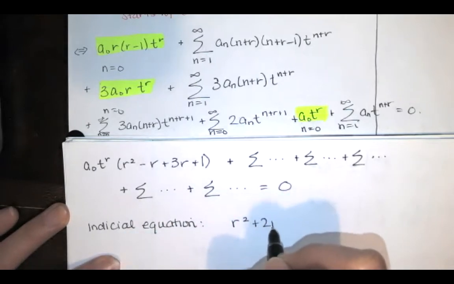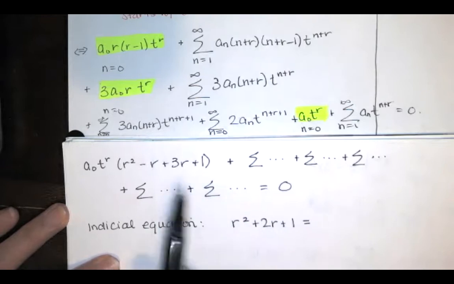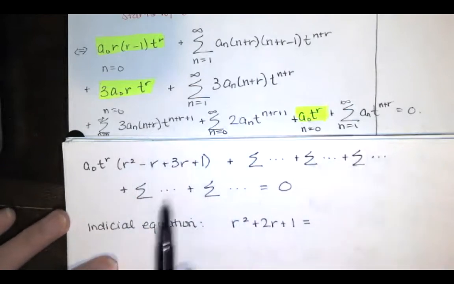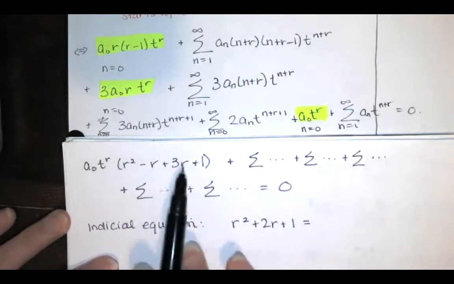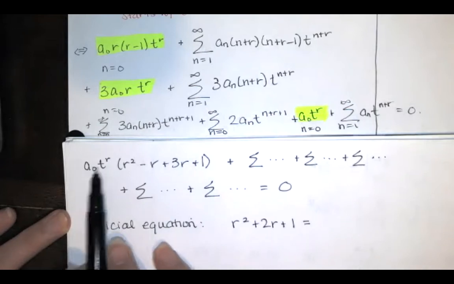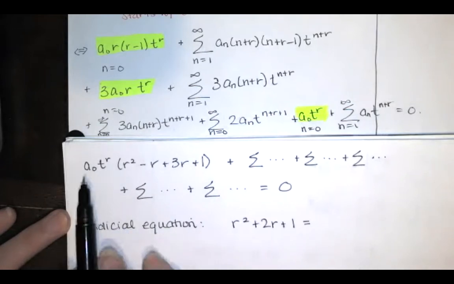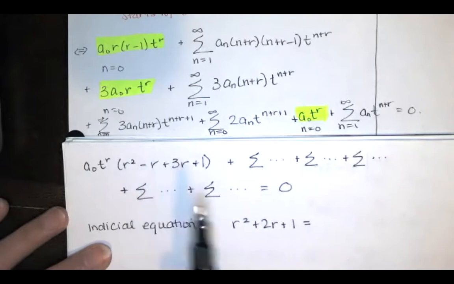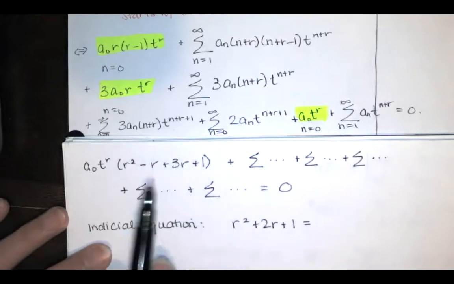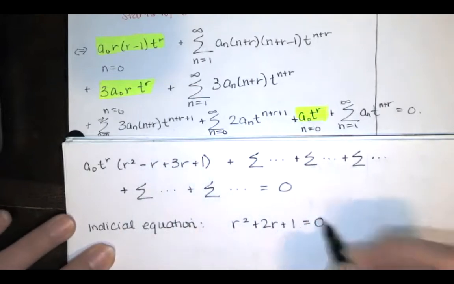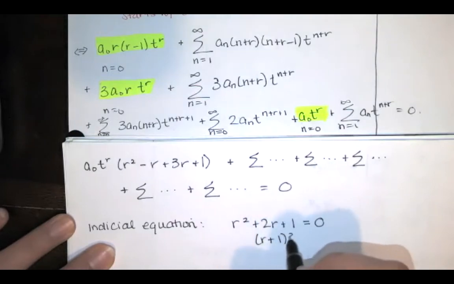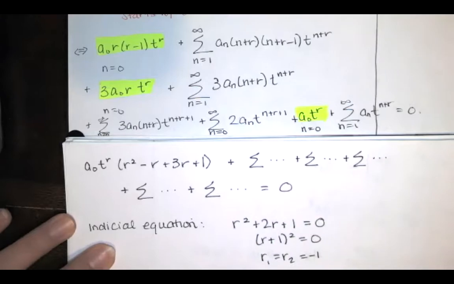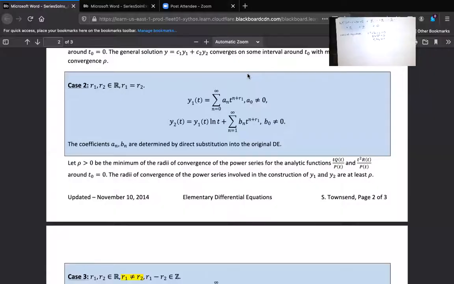r squared plus 2r plus 1. Since this sum is 0, this needs to be 0, assuming that a sub 0 is non-zero and t to the r is non-zero, so that's just saying that t is not equal to 0, at least for the moment, then this would have to be 0. And that factors to r plus 1 squared, so r1 and r2 are both equal to -1. That means we're in case 2.